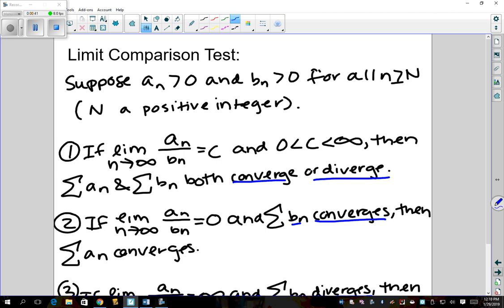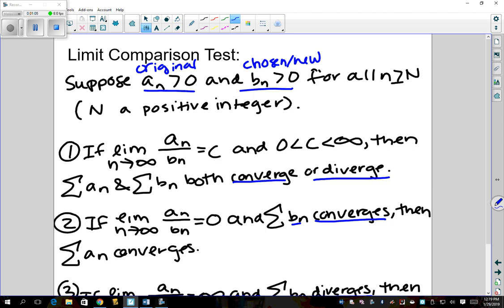Before we get into those scenarios, I do want to mention, when we are talking about these series, a sub n is our original series and b sub n is our chosen, our new series. So we are given a sub n, and then we have to choose a series to compare it to, and that is our b sub n.